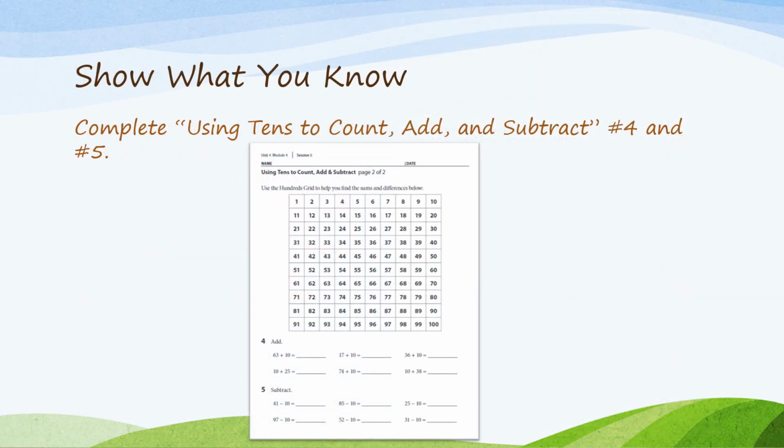Next, show what you learned by completing using tens to count, add, and subtract number 4 and number 5. Make sure you keep this work to turn into your teacher at another time.